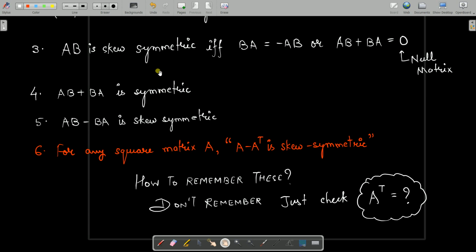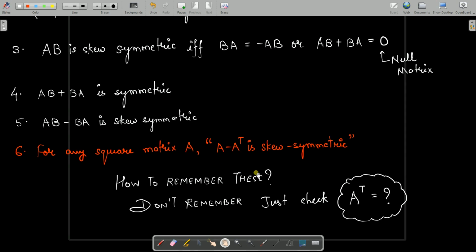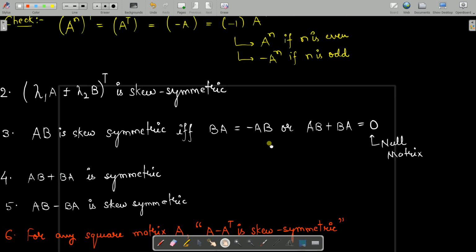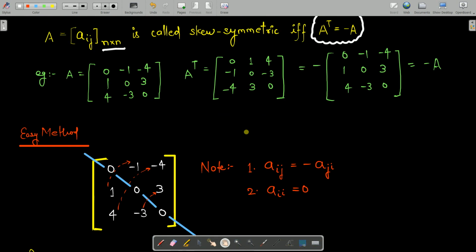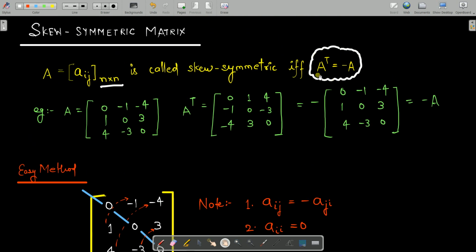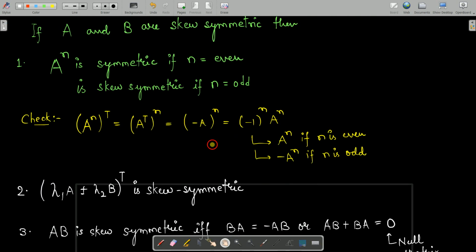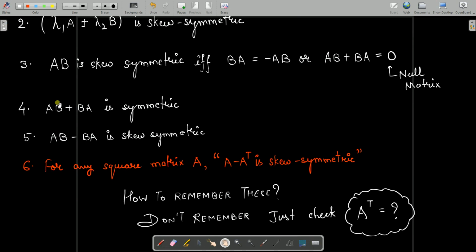These all seem to be quite confusing, isn't it? So I suggest you don't remember all these statements. What do you need to remember? Remember only this one, that is the first condition. If you want to check if any matrix is skew symmetric, simply find the transpose. If you are getting the negative of the initial matrix, then you can say that it is skew symmetric, otherwise it is not. So here if you want to check, simply get the transpose of this and check whether you are getting symmetric or skew symmetric.